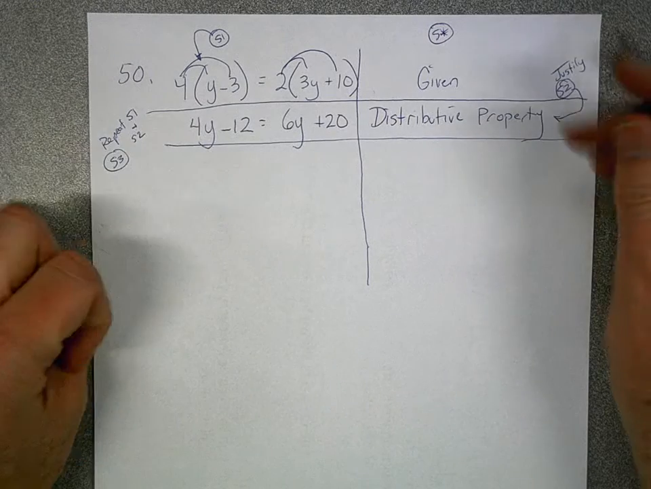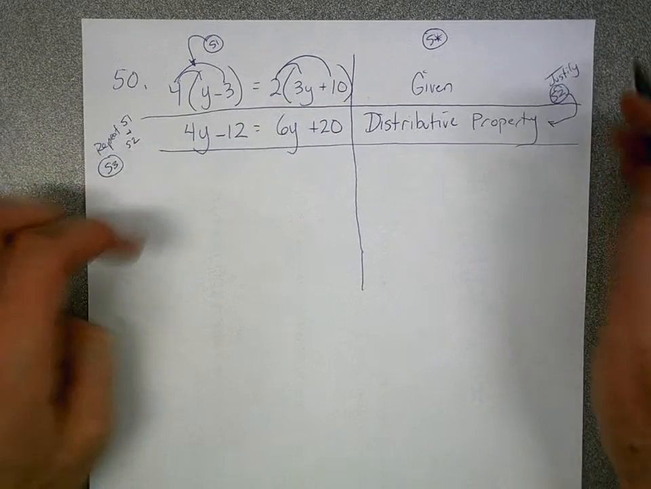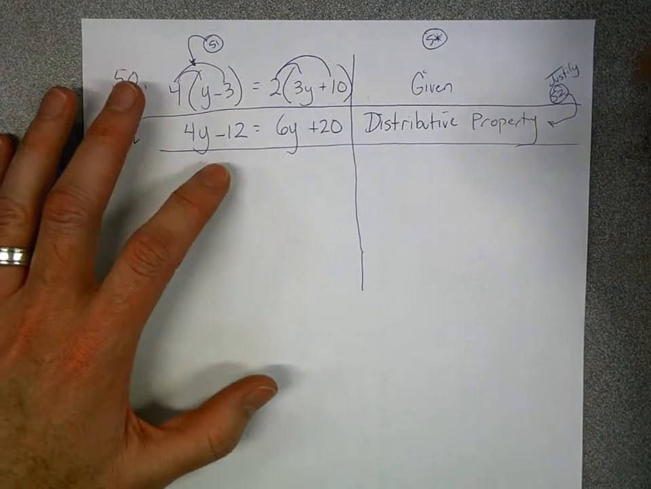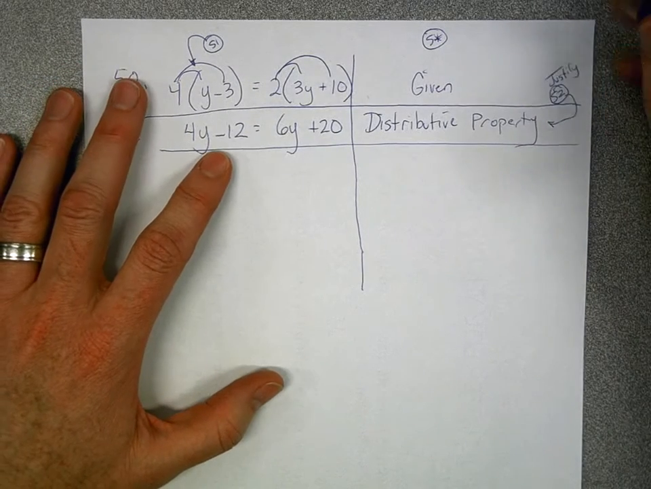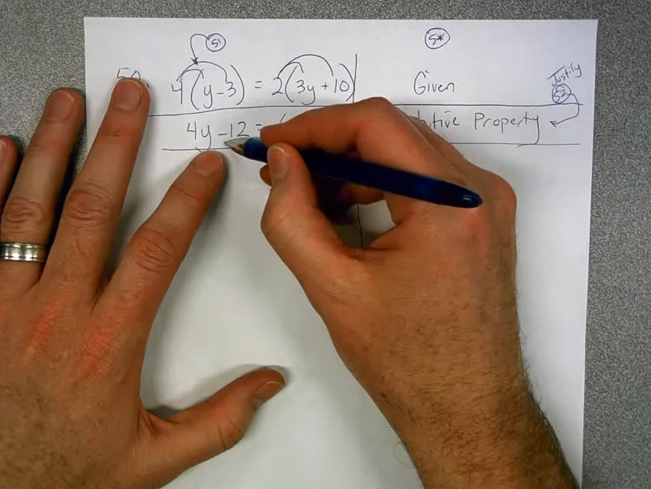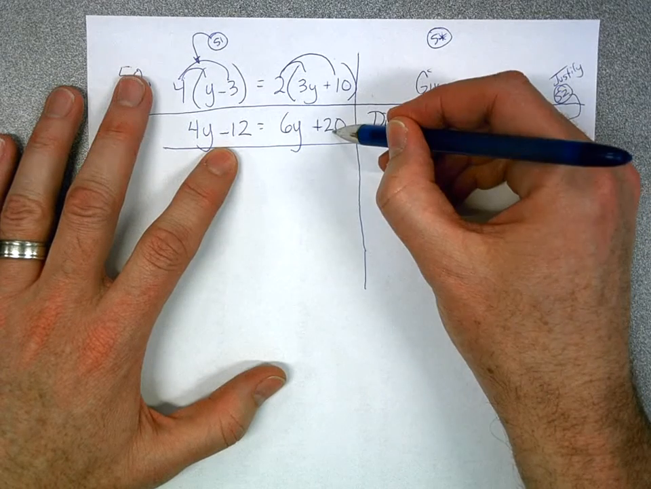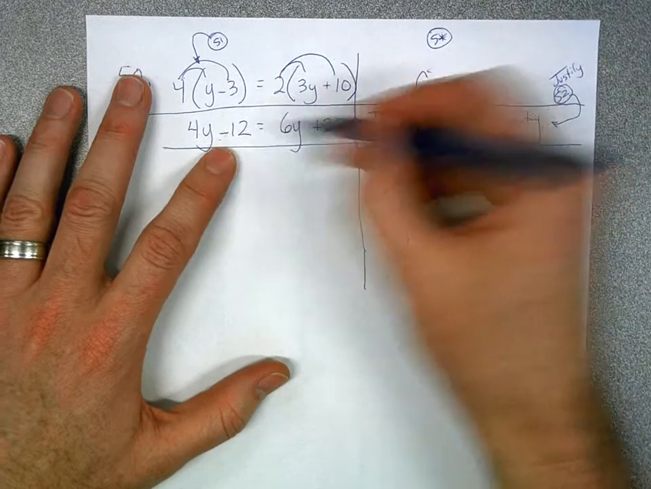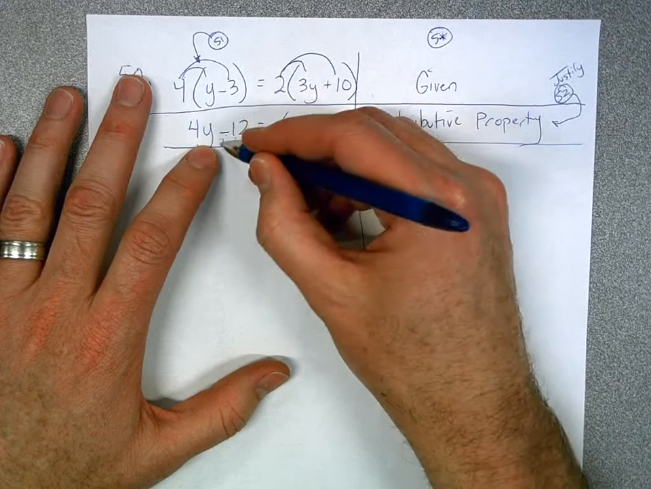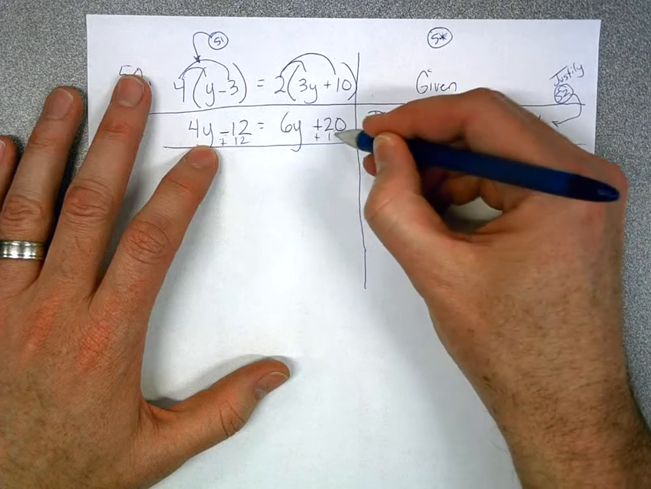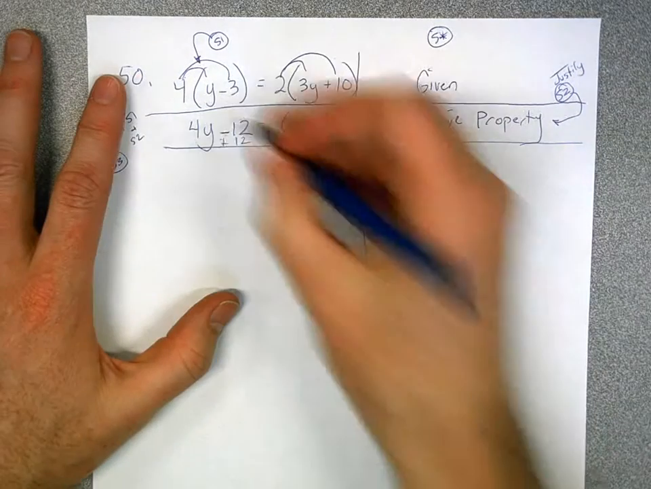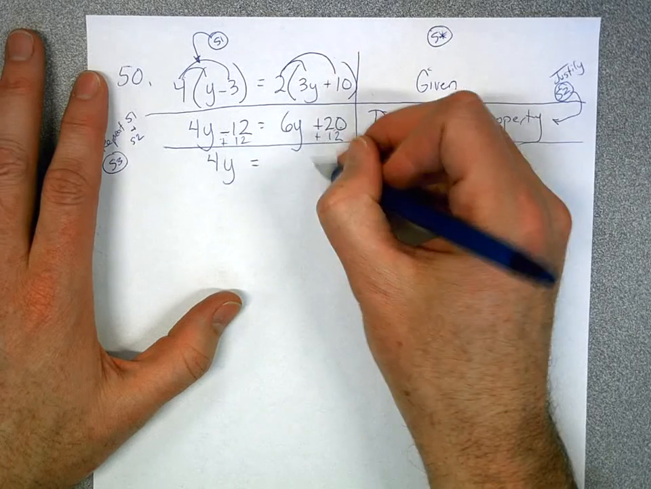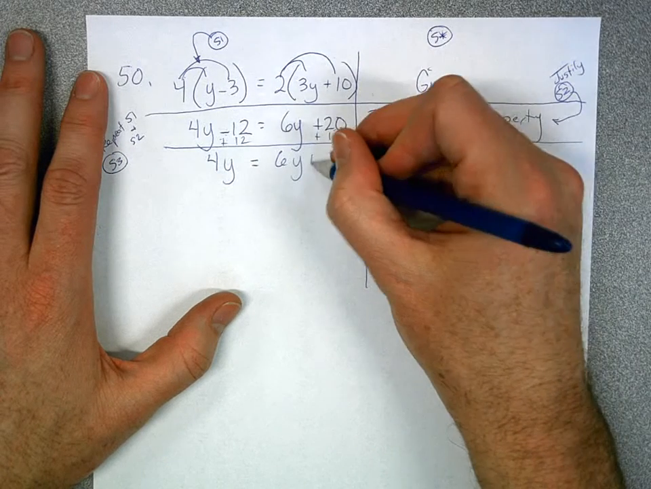All right, from here, here's what I'm going to do. I'm going to start with my constants. If I subtract 20, it's going to give me a negative, so I'll just go ahead and add 12 to both sides. And so I end up with 4y is equal to 6y plus 32.